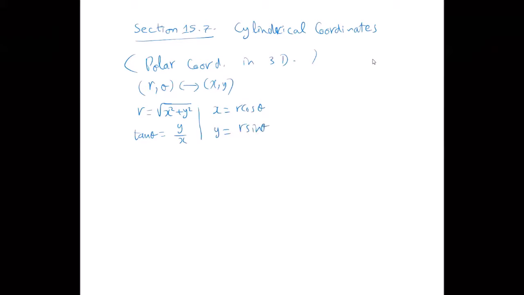This is in 2D, 2D polar coordinates. In space, we call it cylindrical coordinates because we have r, theta, and z. Z is the same. Z in cylindrical coordinates is the same z in Cartesian or rectangular coordinates, x, y, and z. So this z is the same, and we'll change our x, y with r and theta.